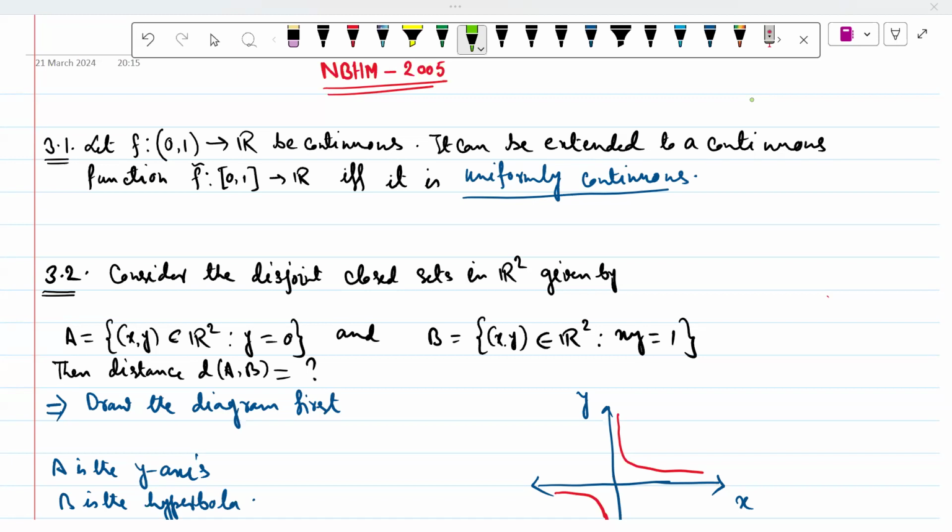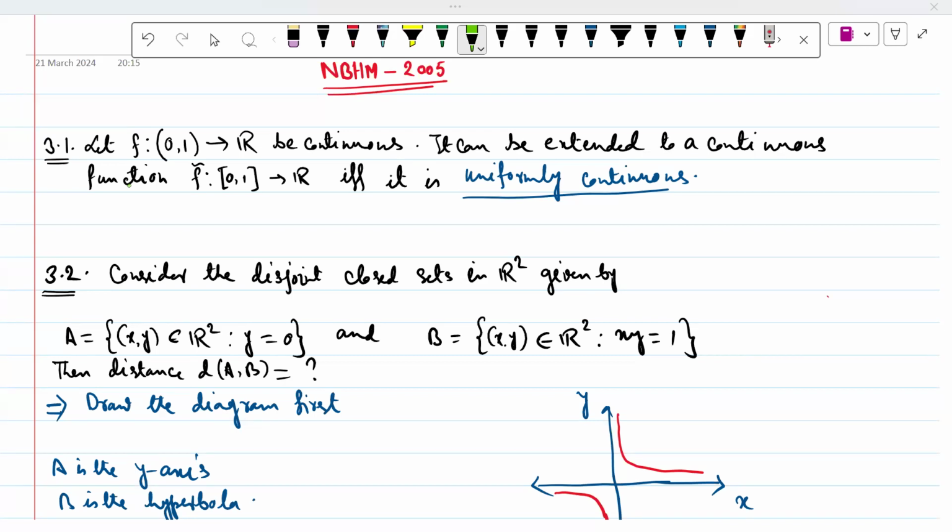Hi friends, in this video we will discuss some topology problems from the NBHM exam 2005. The first question: given that f from the open interval (0,1) to R is continuous, it can be extended to a continuous function f tilde from the closed interval [0,1] to R if and only if it is dash.